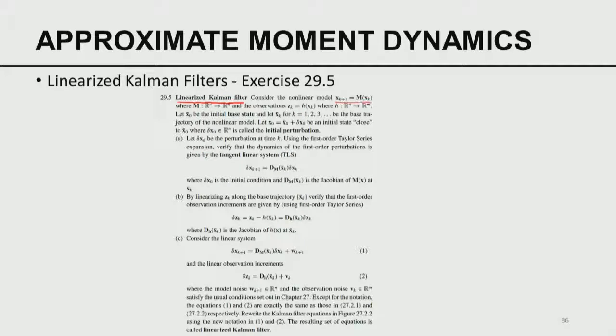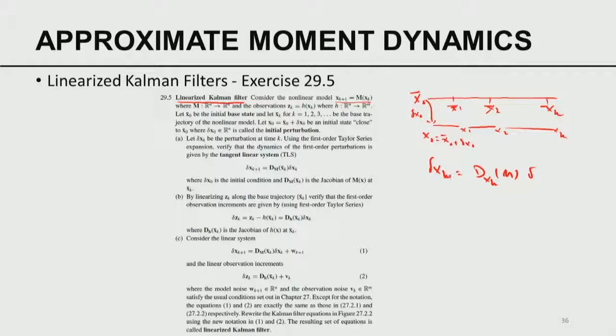I have a model equation x_{k+1} equals M of x_k. So what do I do? I pick a state x_0. I compute the nonlinear trajectory x_1, x_2, up to x_k. Then I induce a perturbation to x_0. If you want to call it the unperturbed state, it could be a bar state, it could be a base state. The perturbed state x_0 is equal to x bar_0 plus delta x_0. It comes to x_1, it comes to x_2, it comes to x_k. So what is it that we now know? Delta x_{k+1} is equal to the derivative at x_k of M times delta x_k. Let me write that equation a little bit carefully.